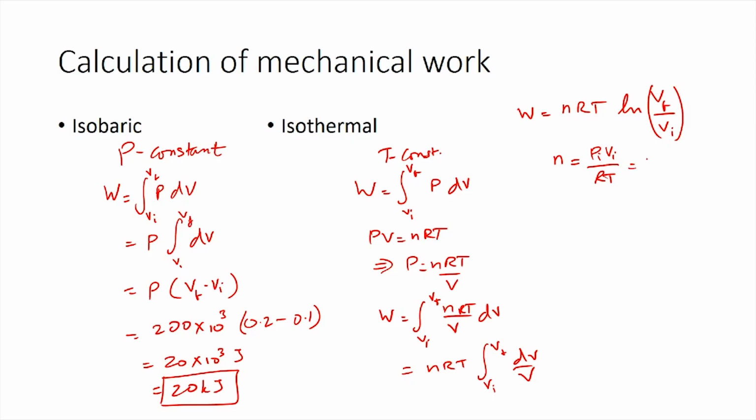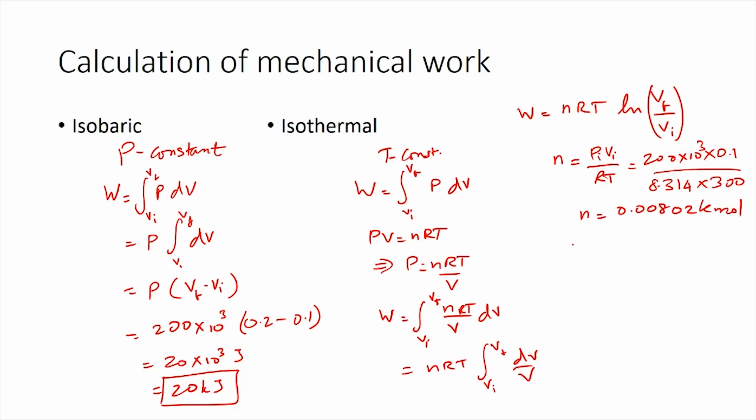So, initial pressure is 200 kilopascals, 200 times 10 power 3 pascals, times initial volume is 0.1 meter cube, divided by R in SI units is 8.314 times temperature for the initial condition is 300 Kelvin. So, using this we can calculate n as 0.00802 kilomoles.